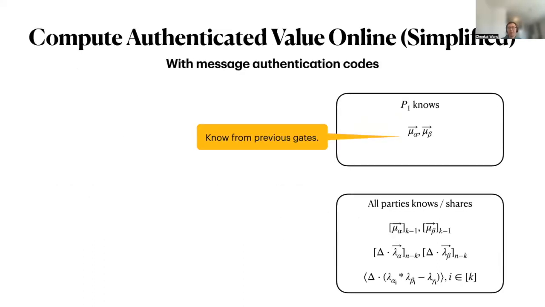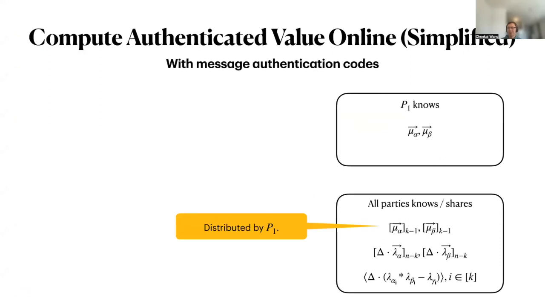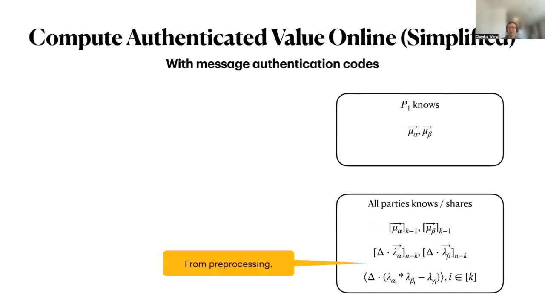Now let me introduce how to compute authenticated values during the online phase. And this description aligns with our simplified description of the online protocol in the previous slides. First, P1 knows the values of mu alpha and mu beta, which were reconstructed during the computation of the previous gates. Then P1 will distribute these values to all other parties in the form of packed Shamir sharing with degree k-1. During the preprocessing phase, parties also obtain some authenticated values, like the authenticated lambda alpha, authenticated lambda beta, and the authenticated capital gamma gamma, which is the product of lambda alpha I and lambda beta I minus lambda gamma I. And these are only additive shares, but not packed shares.